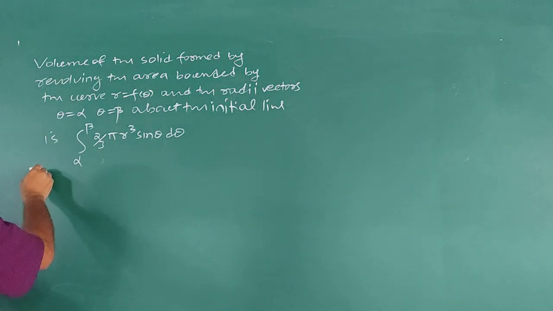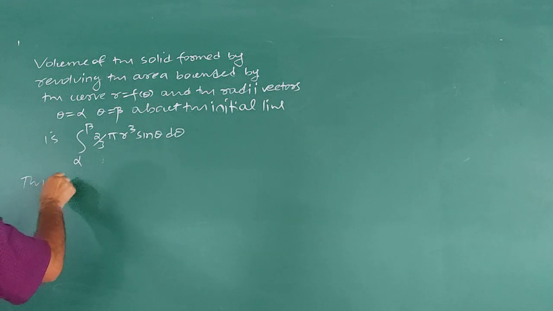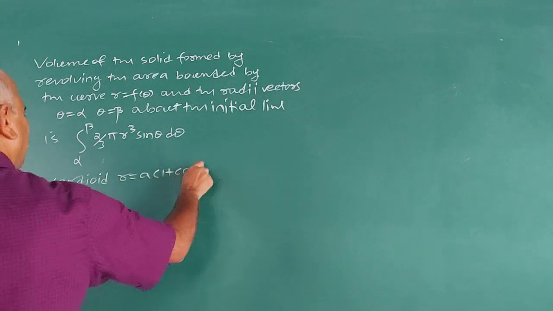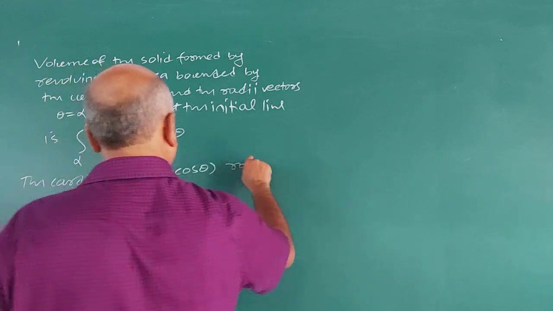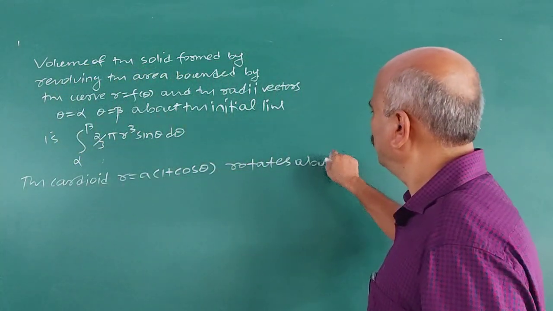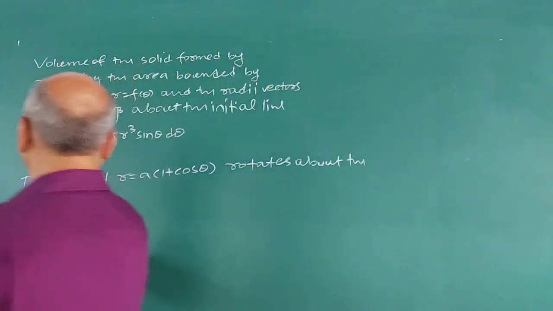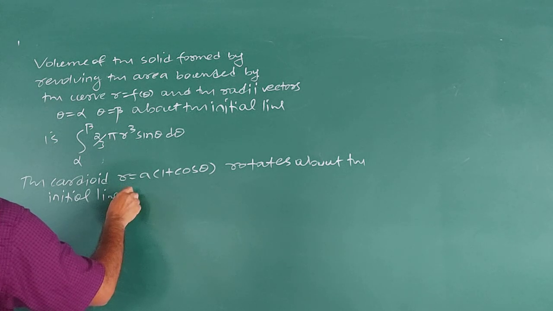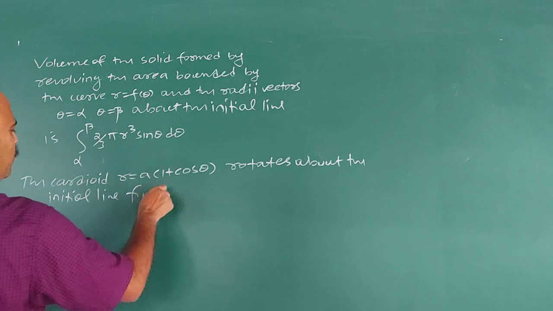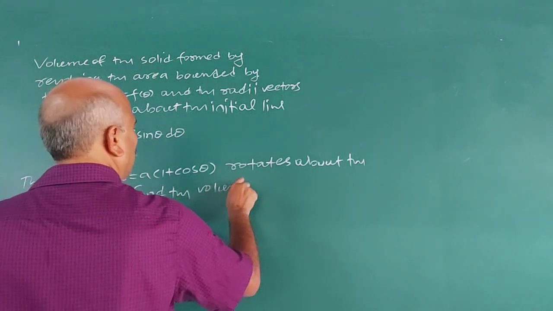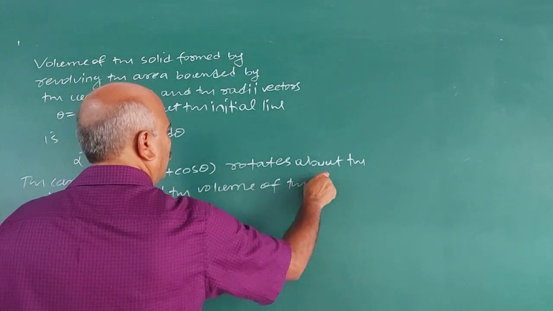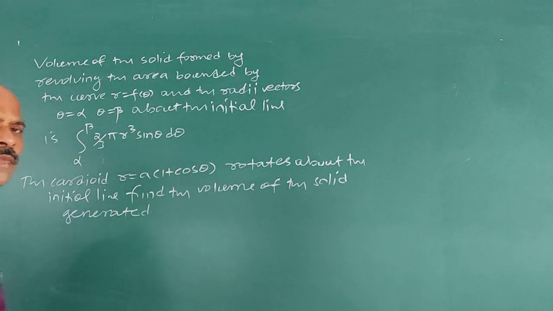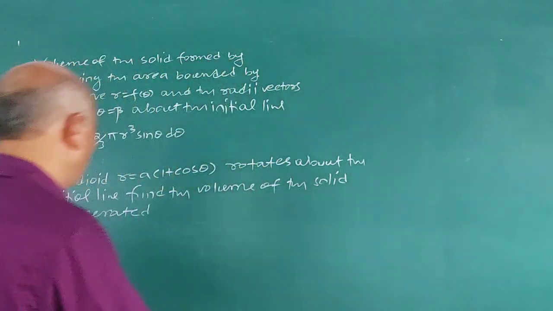Example: the cardioid r equals a into 1 plus cos theta rotates about the initial line. Find the volume of the solid generated. Quickly I explain how to apply the formula here.